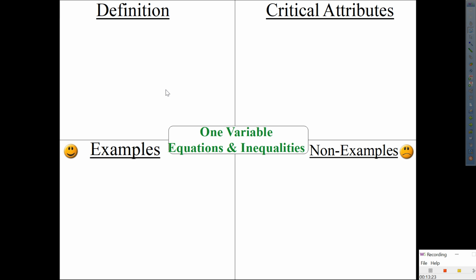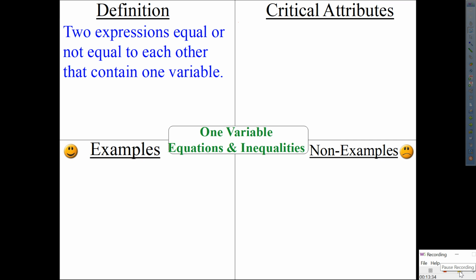And I'm going to give you the definition, might as well. Here it goes. 2 expressions equal or not equal to each other that contain one variable. Copy that. I'll give you some time, and I'll elaborate. Copy and go. Today we're looking at one variable equations and inequalities. The definition given is 2 expressions equal or not equal to each other that contain one variable. Now let me first elaborate what that means, and then I'm going to give you some examples for you to write in the example section. So put your utensils down, look up to the screen.